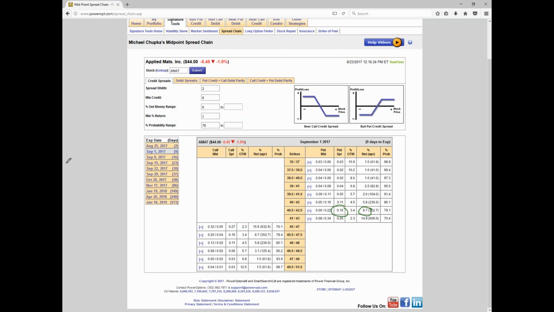We could go to the 5-point spread and we'd see the same thing. My net credits might go up to 20 cents at the 79% probability, but my return on investment would be much lower. It might only be in the 5% range.